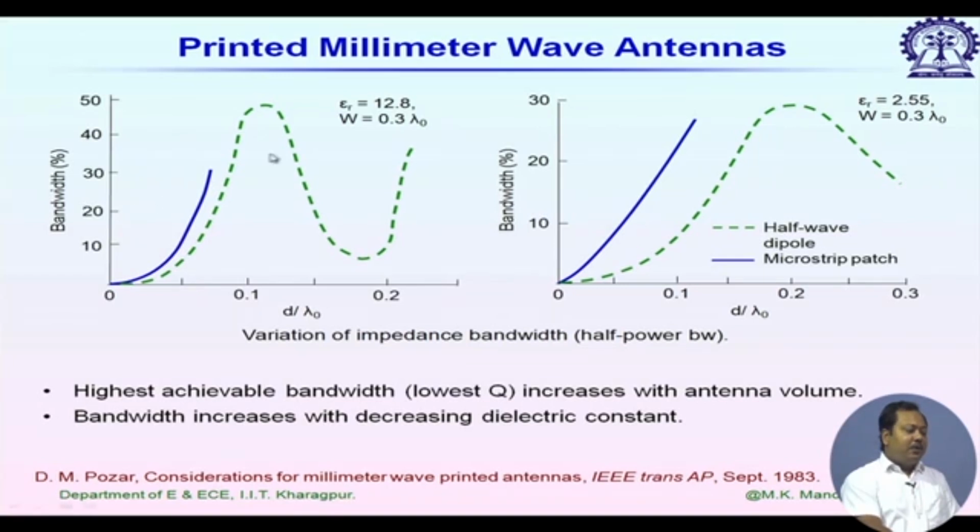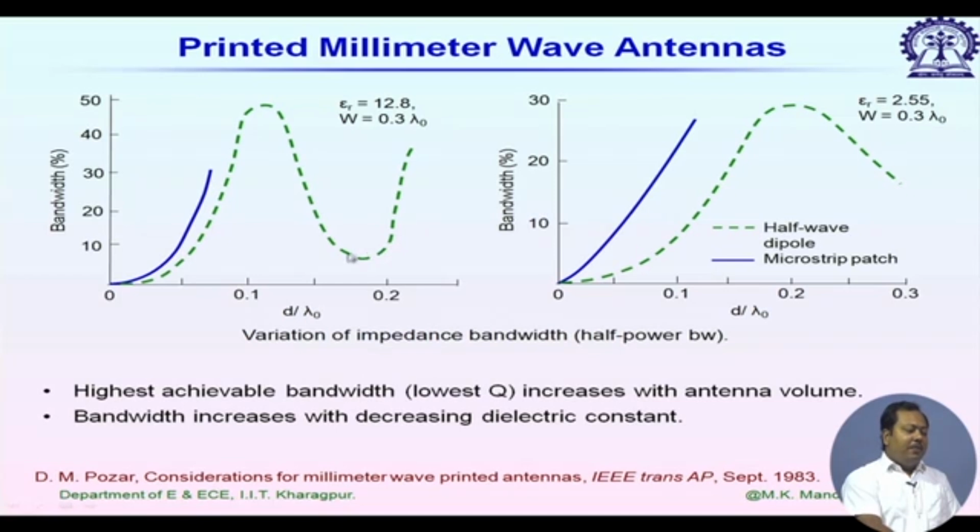Look at the plot for two different epsilon r. For epsilon r equal to 12.8, we are considering the width of both antennas equal to 0.3 lambda naught. Now, for patch antenna, it increases sharply. After 0.08 lambda naught, we can't identify the resonant mode, so we are stopping here. And for dipole antenna, as expected, it is first increasing, but after that it is decreasing. This is due to the surface wave problem.